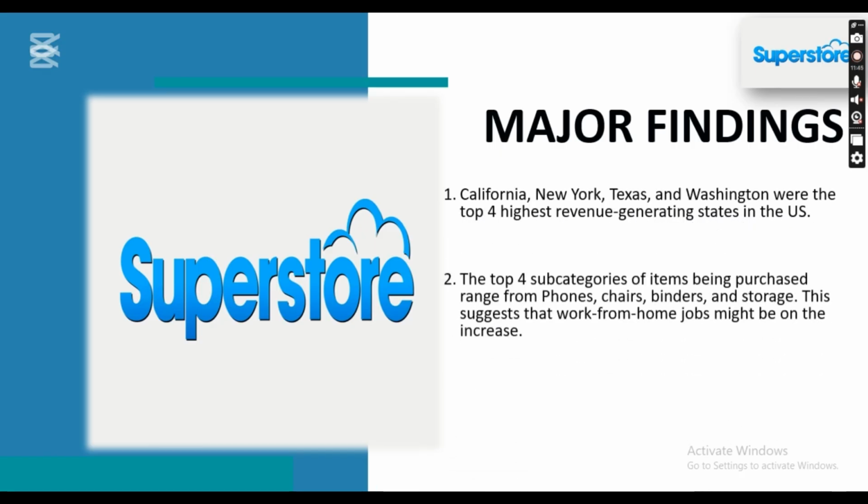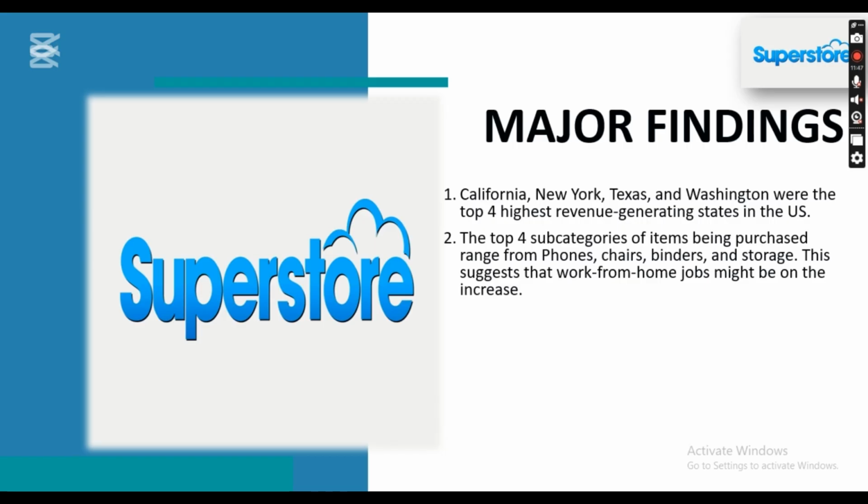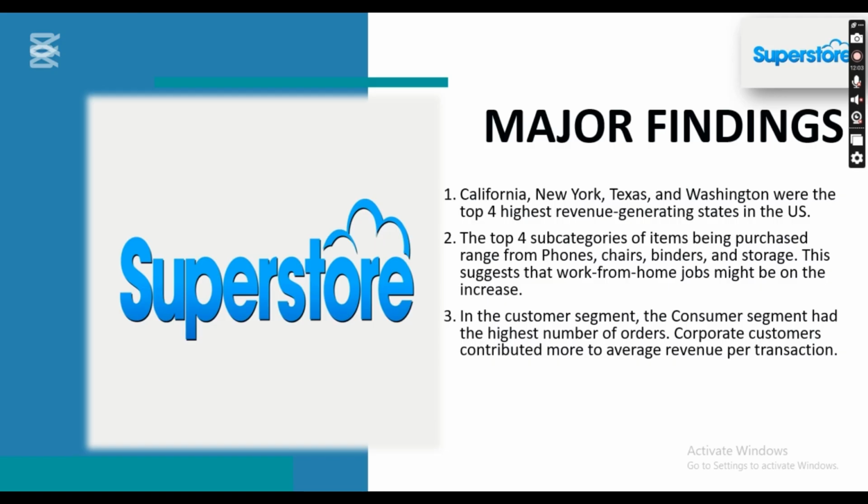Number 2, the top 4 subcategories of items being purchased range from the phones, the chairs, the binders, and the storage. This suggests that work from home jobs might be on the increase. Then the next one is in the customer segment. The consumer segment has the highest number of orders, and the corporate customers contribute more to maybe the average revenue per transaction.